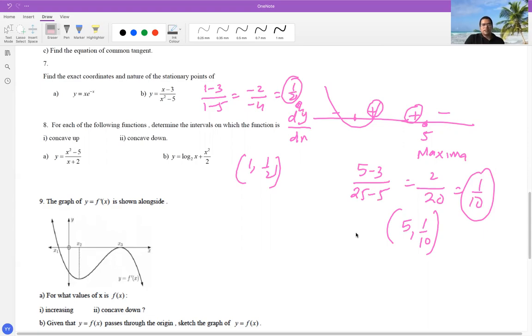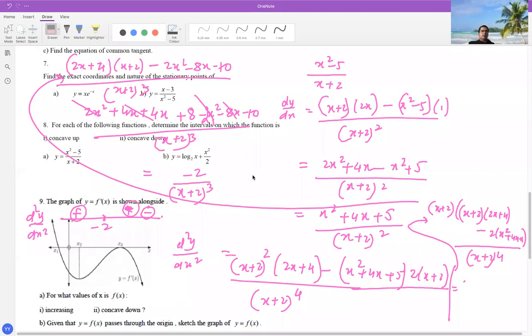Now let's go to Question 8. So for part A, what we're given is that you have to find out where the curve is concave up or concave down. Since you know that the double derivative represents concavity. So if d squared y by dx squared is positive, it's concave up. If it's negative, it's concave down.